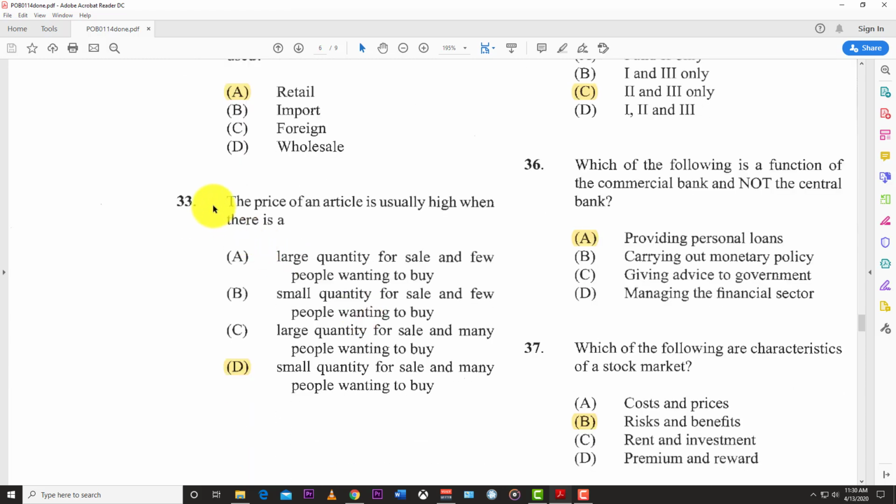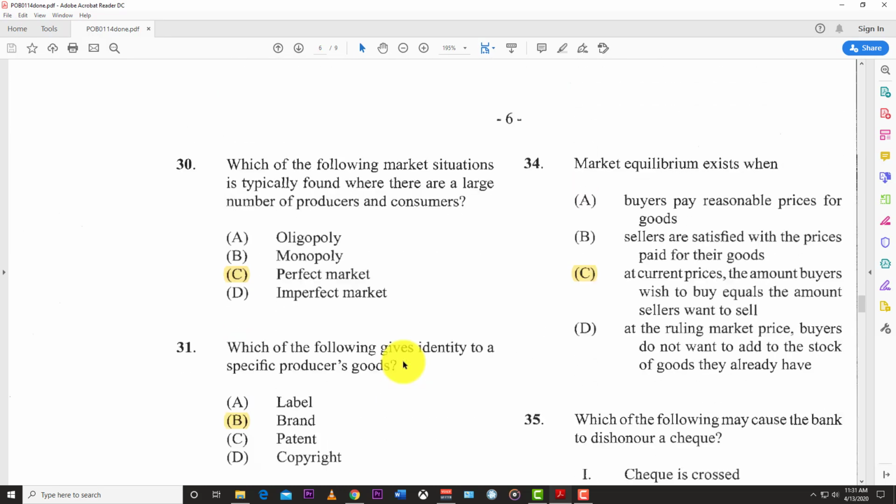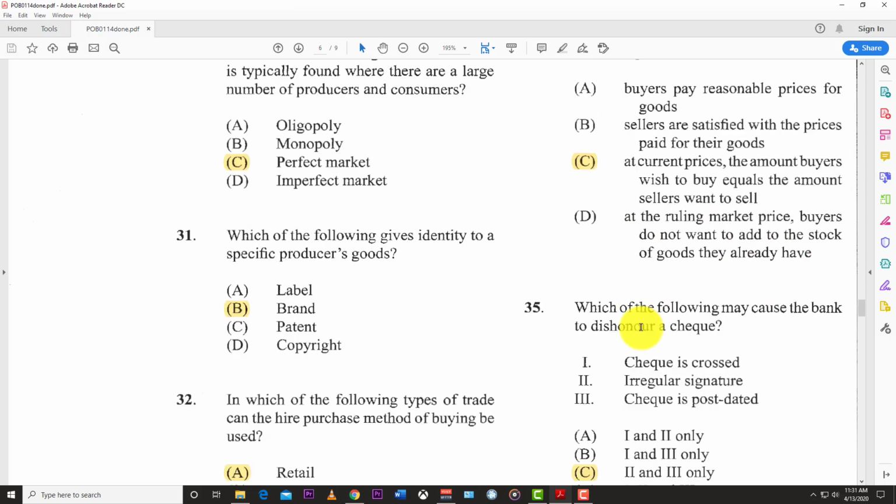All right, 33. The price of an article is usually high when there is a, and this is economics again, supply and demand. And so the answer is D, small quantity for sale and many wanting to buy it. So that will create a shortage and that will drive up the price. 34. Market equilibrium exists when, and the best answer here is when supply equals demand. So C, at current prices, the amount buyers wish to buy equals the amount sellers want to sell.